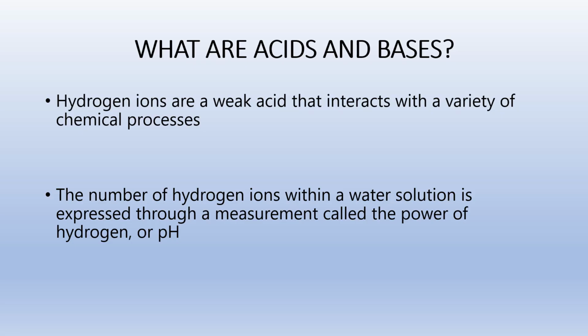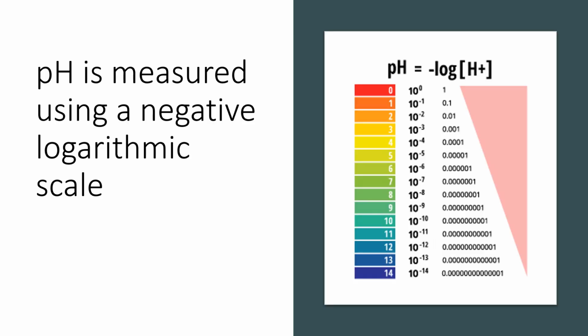All right, so what are these acids and bases? What does this stuff mean? This whole thing is just a measurement. That's all it is. It's just a measurement of hydrogen ions, and then we call this our pH. That's it. All right. The pH is measured using what's called a negative logarithmic scale.